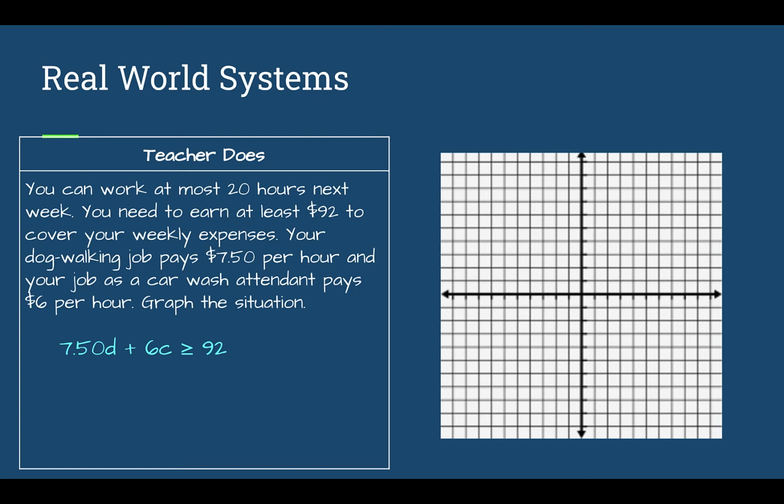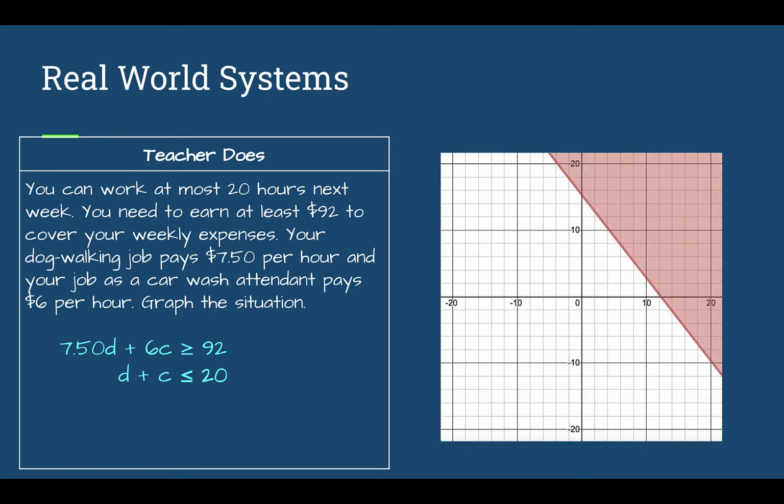That's our first inequality. Our other inequality is dealing with that 20. It says you can work at most 20 hours, which would mean that we need it to be less than or equal to 20. So anything less than 20 is okay, or 20 is okay. How would we get this? We would get that by adding the hours of our dog walking and car washing. So D plus C. Now, if we graph those, we can use Desmos. Just remember to change them to X and Y.